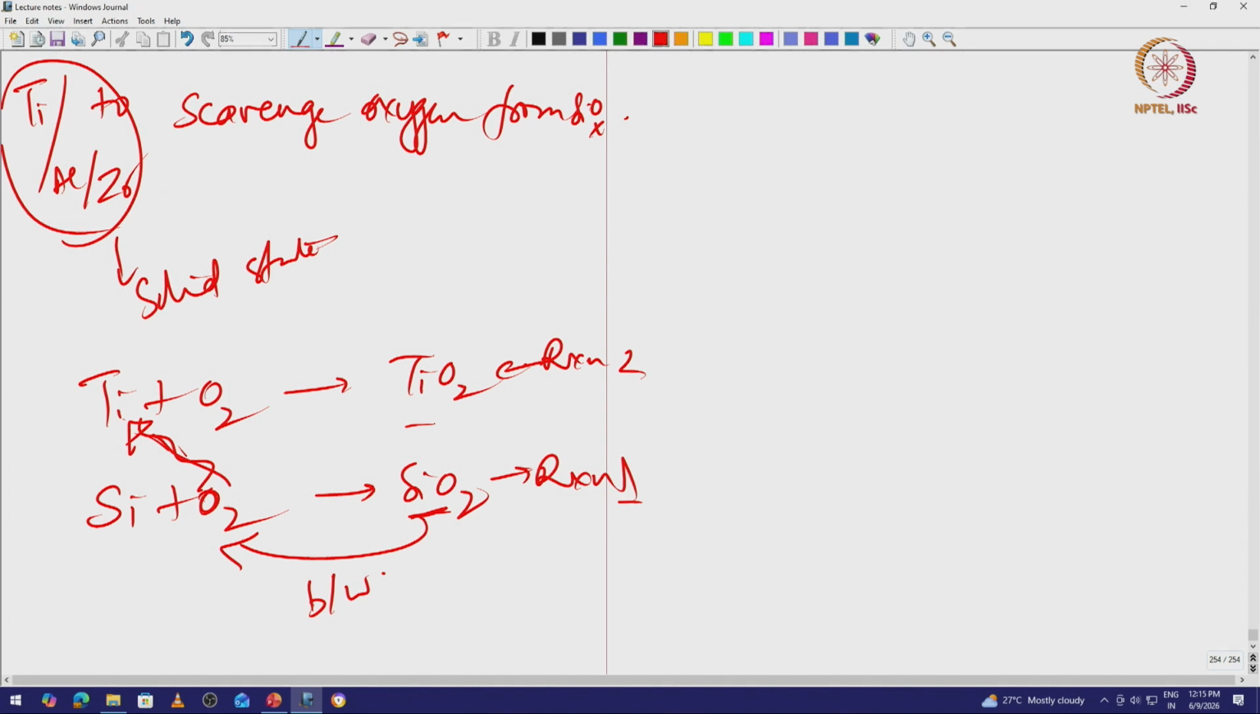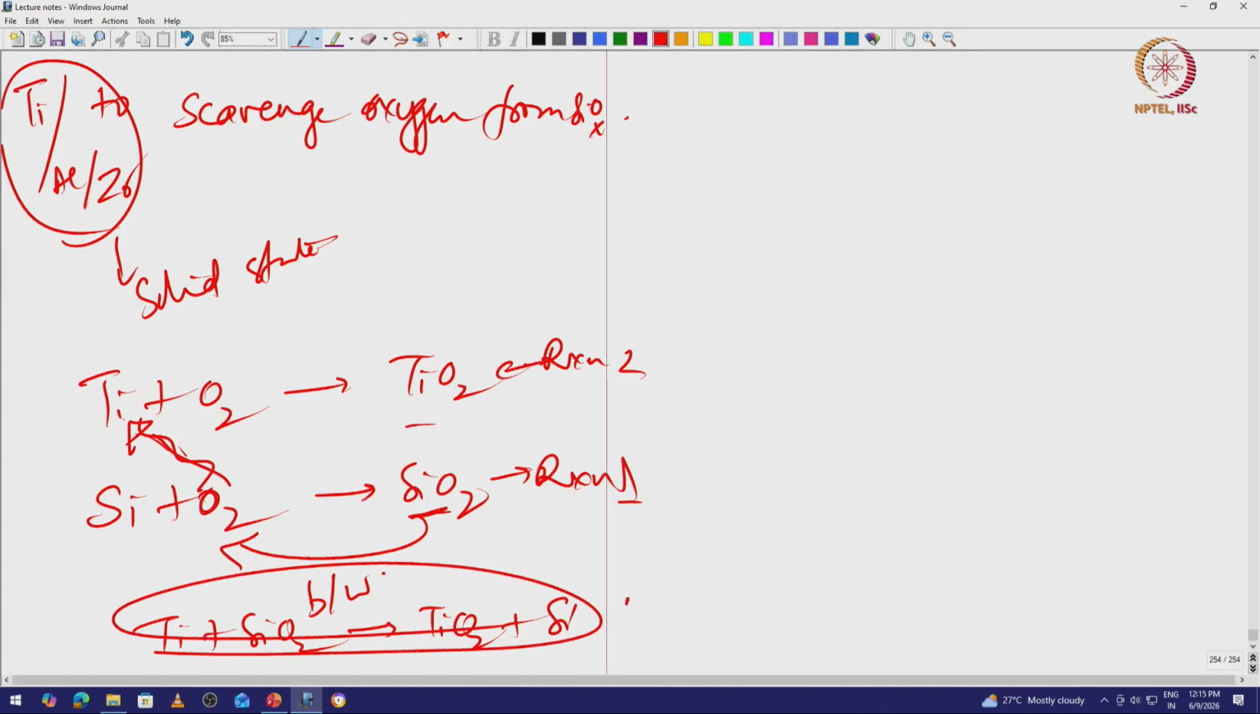So, I can combine them and write titanium plus silicon oxide gives rise to titanium oxide plus silicon, right. So, this is the reaction I am going to use. This is the compound reaction. Okay. So, now the question is simple, is this reaction feasible, right. And under what conditions is this reaction feasible, right.